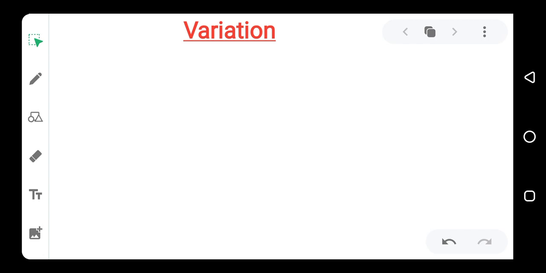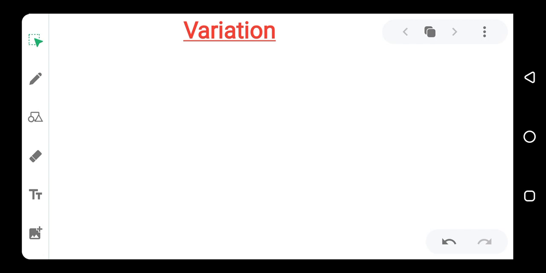So whenever we are talking about variation, we are talking about changing. If we have two quantities A and B, and A is 1 when B is 2, then when A changes to 3, how will B change? That is what we call variation.